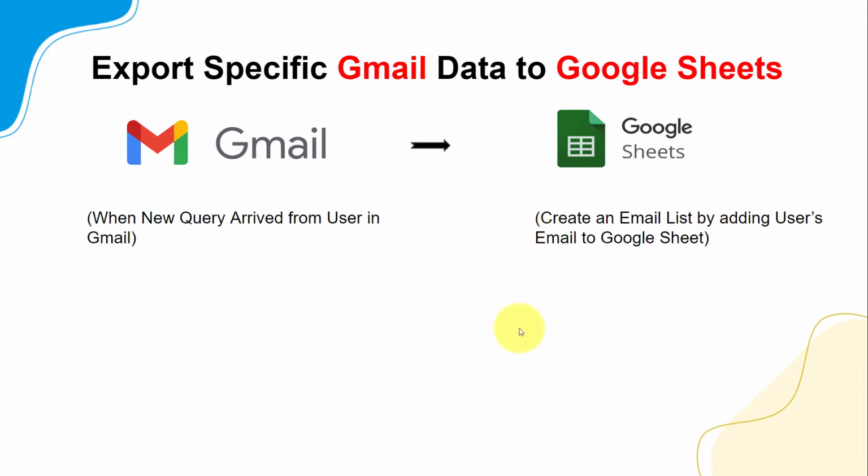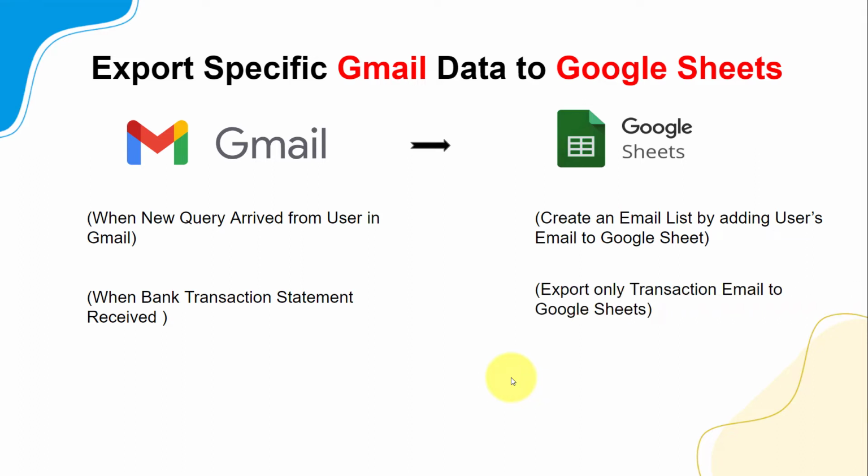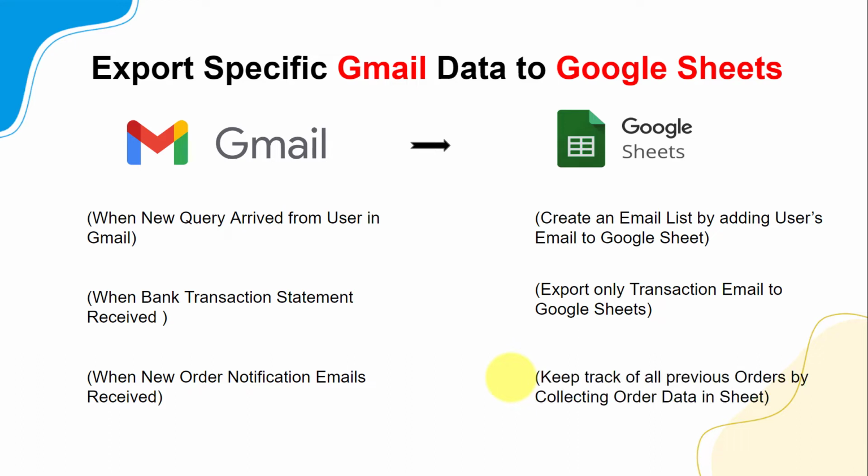Another example: let's say your bank sends transaction confirmation emails for each transaction. Now you can collect your expense data into Google Sheets, and by the end of the month you will have a nice overview of all the expenses organized in Google Sheets. The last example: let's say you receive lots of order notification emails daily in your Gmail. You can export the order related emails from Gmail to Google Sheets and keep track of all the previous and daily orders in Google Sheets.